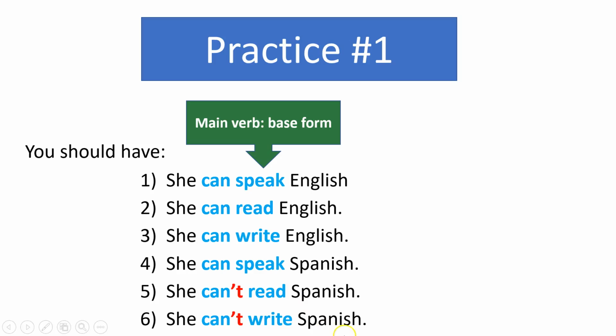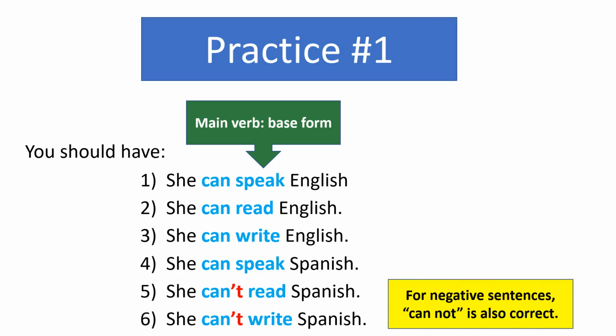So the main verb in all of these sentences is in the base form. If you wrote in your sentences speaking or to speak, that's not correct, so please fix it. And then here, for the negative sentences, if you wrote the word not, that's also correct. So this can say, she can not read Spanish, or she can not write Spanish.